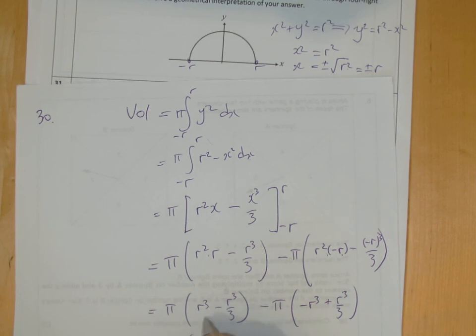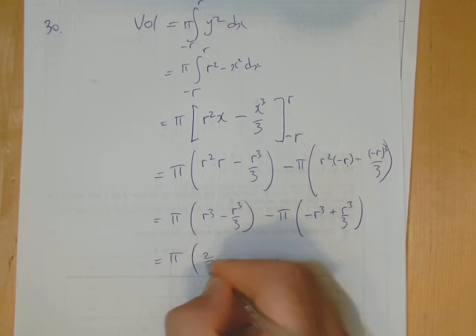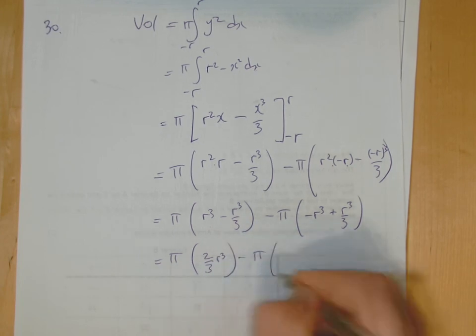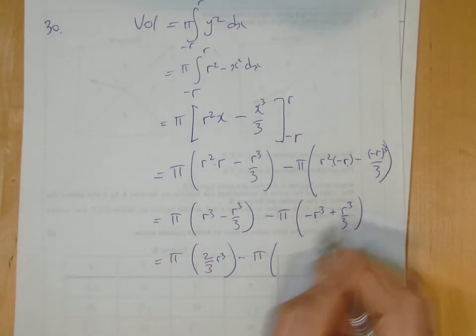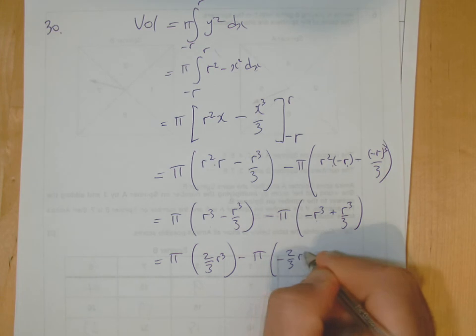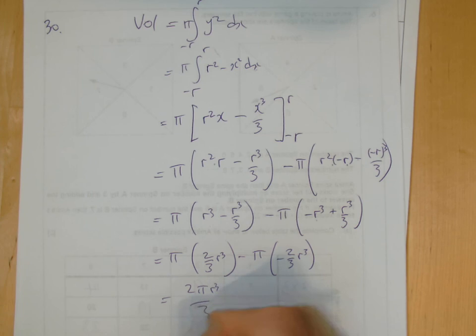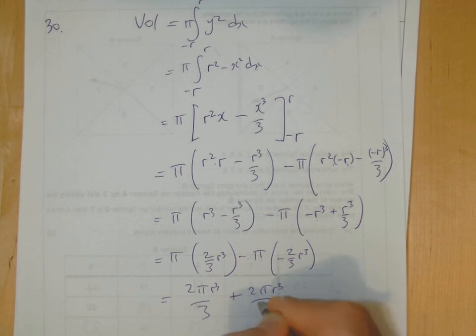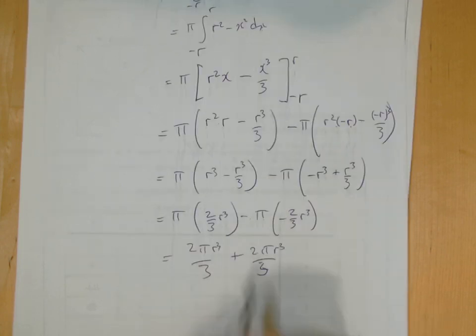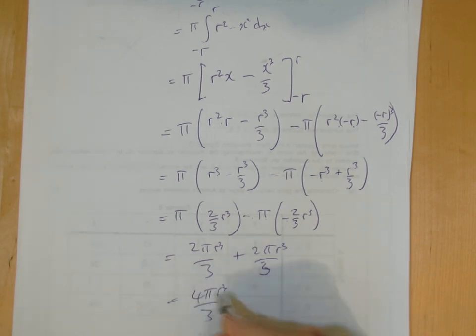So then you've got r cubed take away r cubed over 3. That's like a whole take away a third, so it'll be 2/3 r cubed, take away pi, minus r cubed plus r cubed over 3. This is like minus a whole plus a third, so it'll be minus 2/3 r cubed. So then this becomes 2 pi r cubed over 3. And then you go minus pi times minus this, so 2 minuses make a plus, and that'll be 2 pi r cubed over 3. And then if you put them together, the bottom numbers are the same, so you get 4 pi r cubed over 3. Now give a geometrical interpretation of your answer.